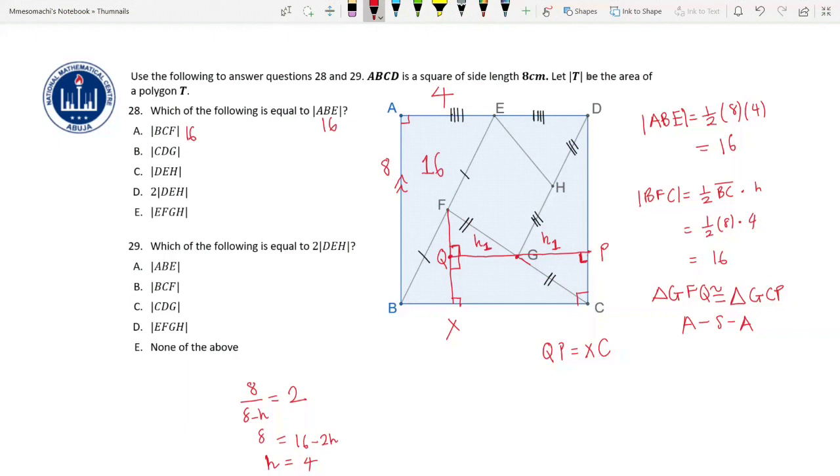Now what else can we get? So it means XC is going to be 2H1. That's H1 plus H1, because opposite sides of the rectangle are equal. So 2H1. So we just need to find BX. How do we find BX? We can find the length.